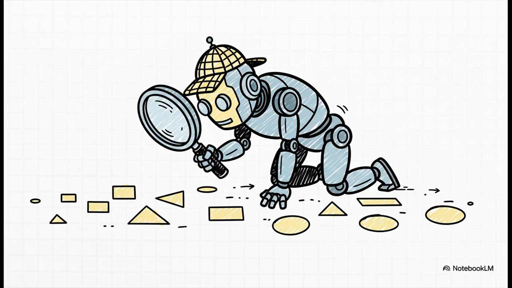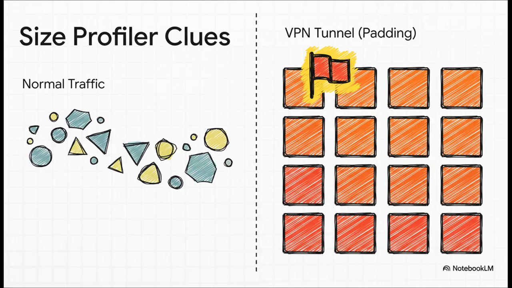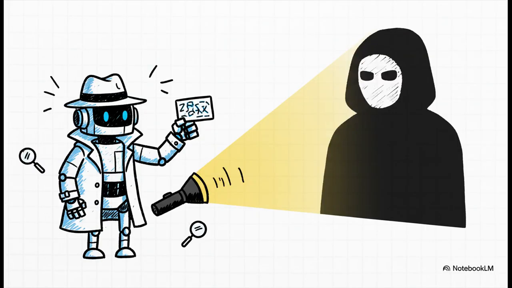This one's like a forensic analyst, but instead of looking at footprints at a crime scene, it's meticulously analyzing the size of every single data packet. And this can reveal a huge clue. See, normal internet traffic usually has packets of all different sizes, but a lot of VPNs will pad their data to make every single packet a uniform size, often the maximum size allowed, which is called the MTU. That uniformity is a massive red flag, and this agent is trained to spot those patterns of consistent sizing that scream encrypted tunnel.